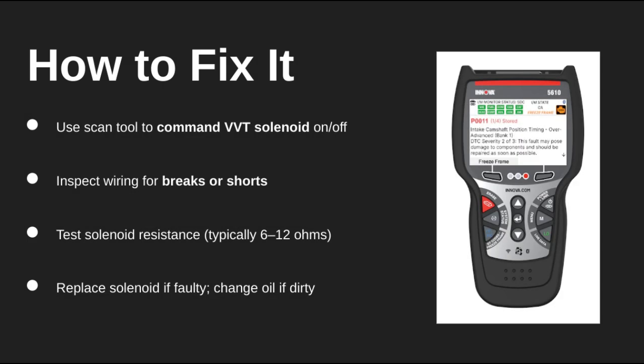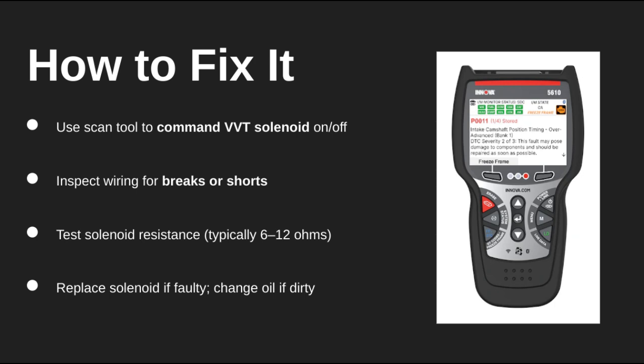Start by using a scan tool with bidirectional control to command the VVT solenoid on and off. If there's no response, that's your first clue. Next, inspect the wiring. Check for frays, shorts, or corroded plugs at the solenoid harness. You can also bench test the solenoid itself using a multimeter. It should read somewhere between 6 to 12 ohms, but check your specific spec. If it's out of range or stuck internally, just replace it. And don't forget to check your oil level and quality. Dirty oil is a silent killer of VVT systems.